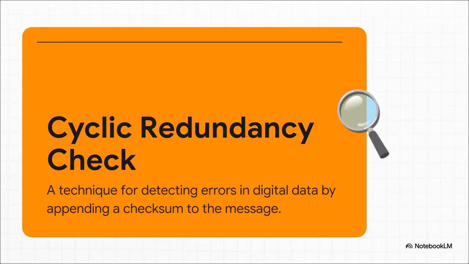The answer is this really clever mathematical trick called a cyclic redundancy check, or CRC. This is that frame check sequence we saw a minute ago. It's an incredibly powerful way to detect if any errors have crept into the data. Now, it's really important to note, it can't fix the errors, but it is unbelievably good at spotting them.